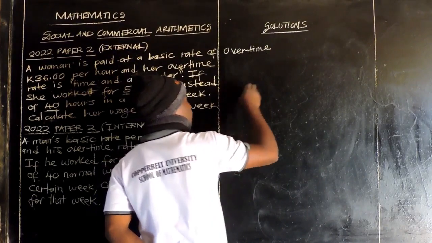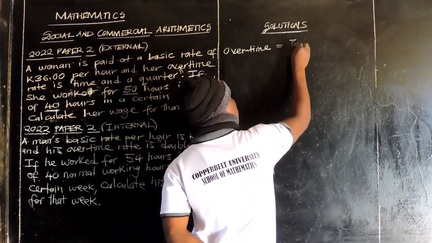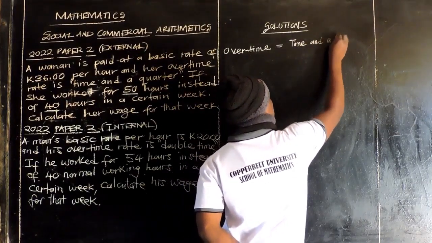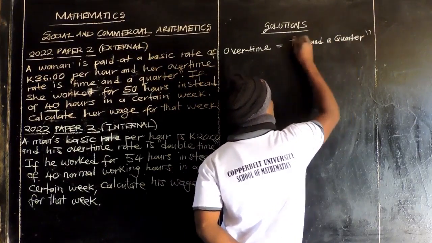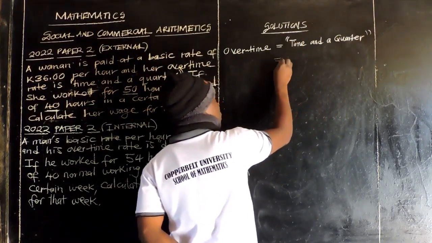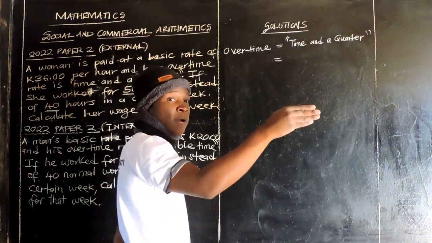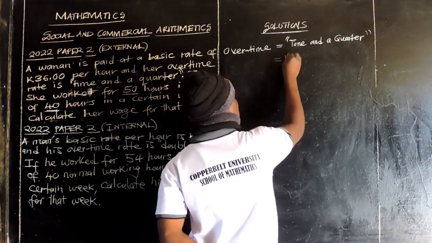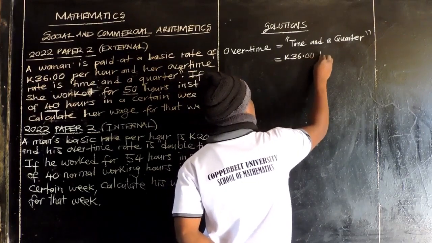Now the overtime we have been told, the rate is time and a quarter. That's the rate of overtime. So here what you do is, where there is time, you just put the amount she was given per hour. Now in this case, she was given 36 kwacha. So we're going to say 36 kwacha, then plus.